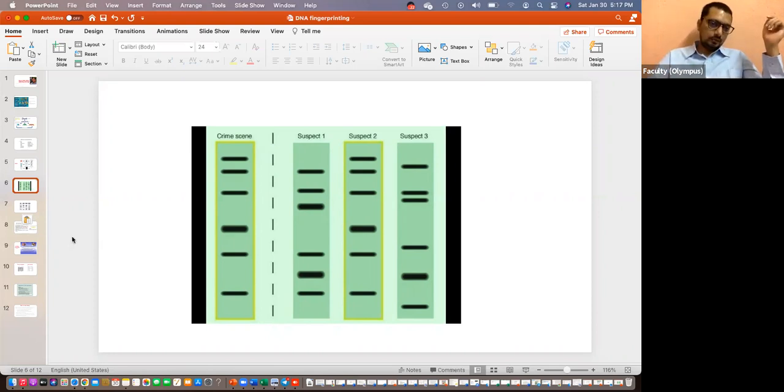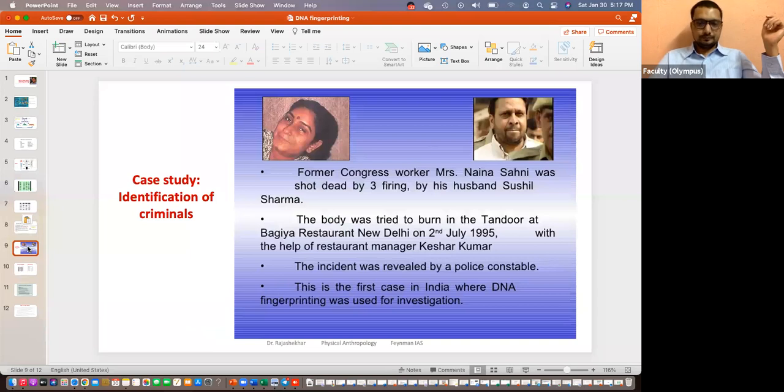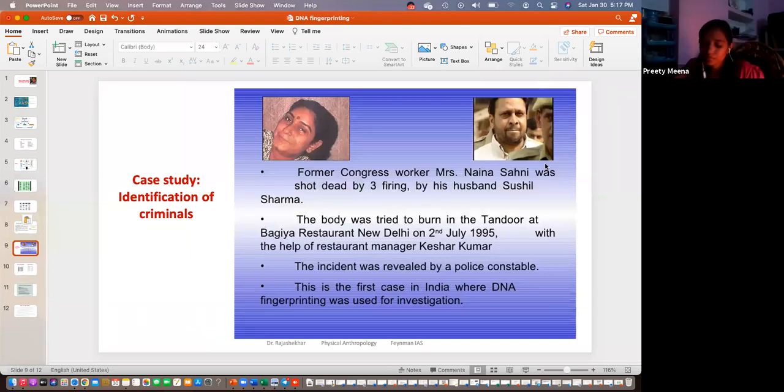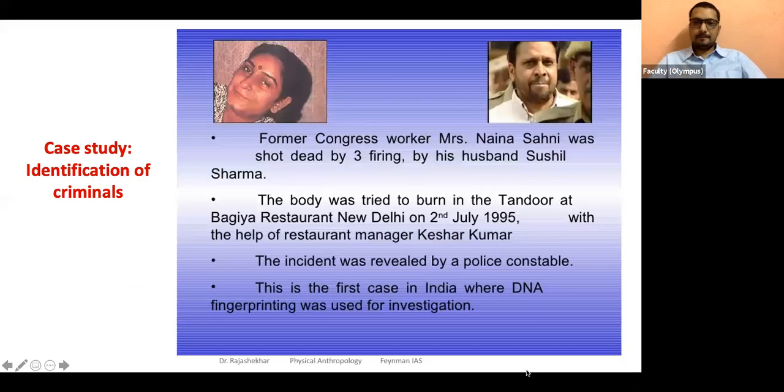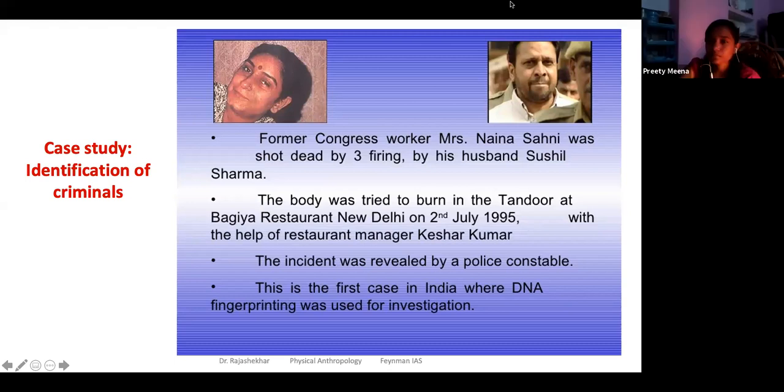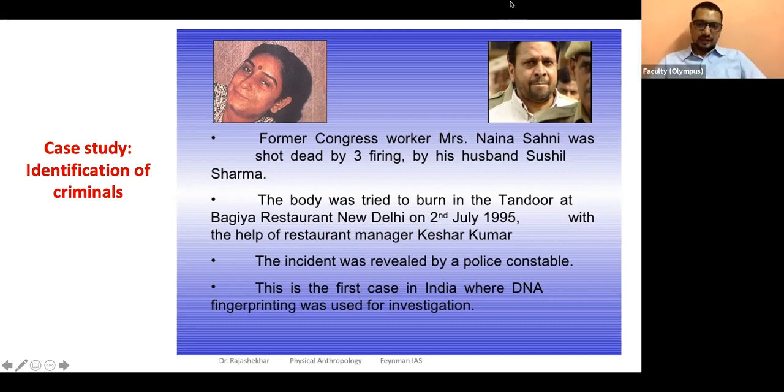And the second case, if you want to make a note of it as a case study, is called the Tandoor case. Tandoor case it is known as. This case happened in 1995, where a Congress leader from Delhi called Sushil Sharma had a fight with his wife, Naina. In the process, he shot and killed her. But he wanted to hide the evidence. So he took her body and put it in a tandoor, in a nearby restaurant in New Delhi.